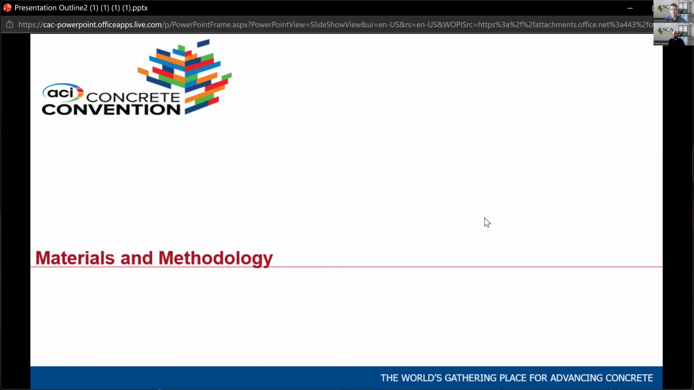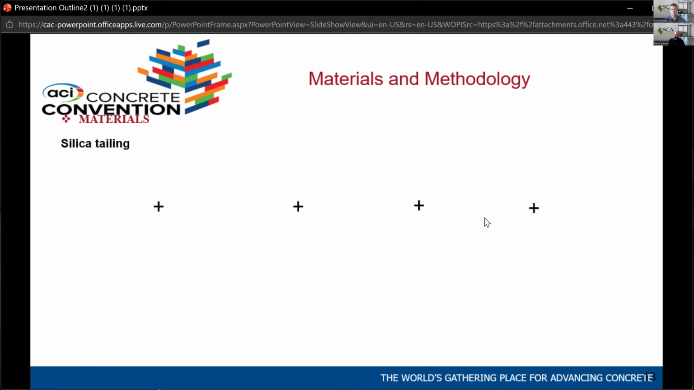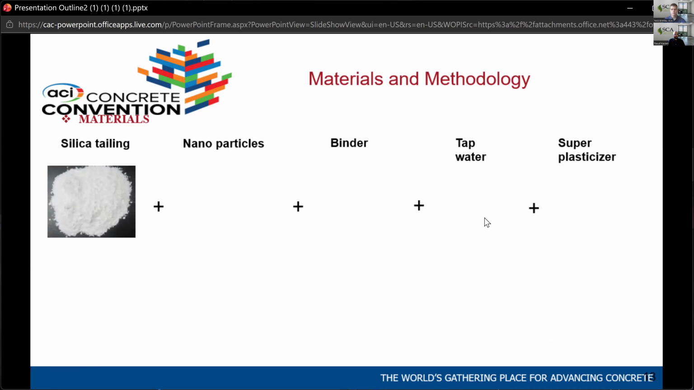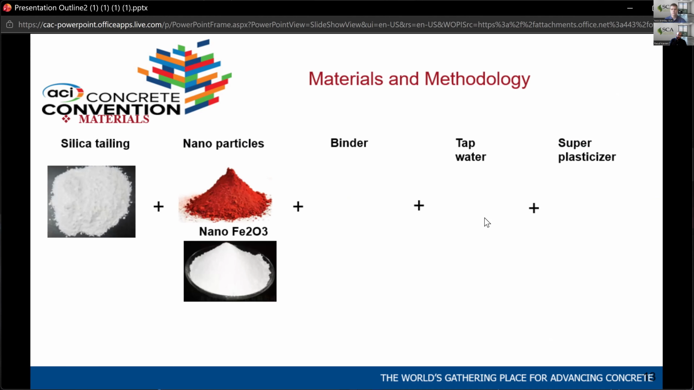Materials and methodology. These are the materials I used: silica tailing, nanoparticles, binder, tap water, superplasticizer. These are the schematics of them. The iron oxide nanoparticles look like that. They're orangish, kind of brown. And then the nano aluminum oxides are very light, even a powder. It's like a foamy thing. These are very dangerous for health as well, so I used all the protection and a mask.